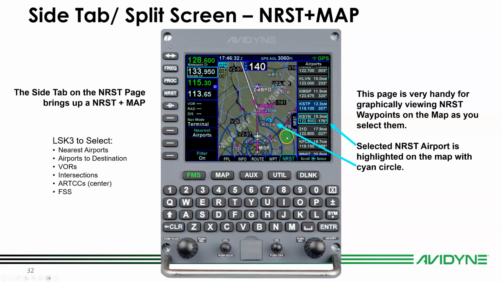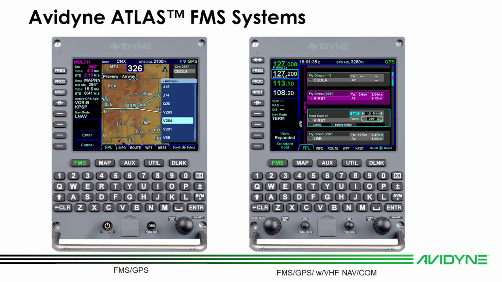So that's the side tab, and then you've got all the other page and tab features. In addition to the touch screen, anything you can do on the knobs and buttons, you can do with touch, and it makes the Atlas a very versatile and powerful navigator to get you where you're going, and with LPV get you into more runways more often.